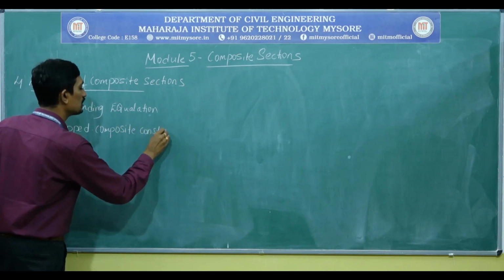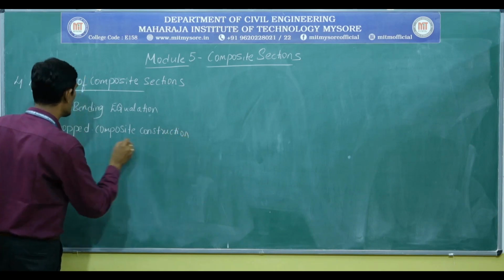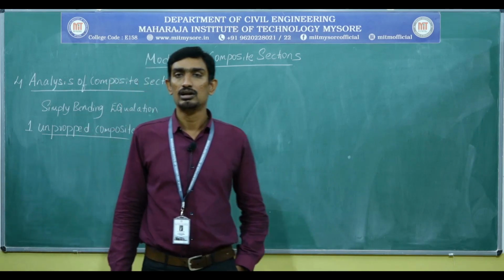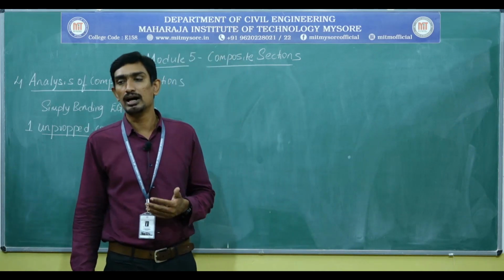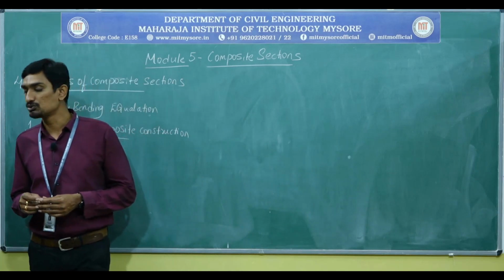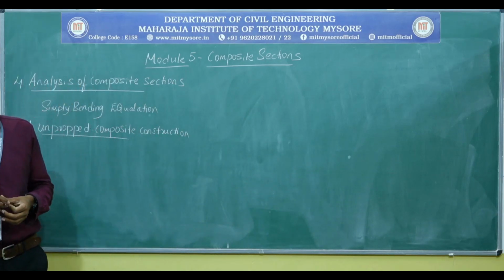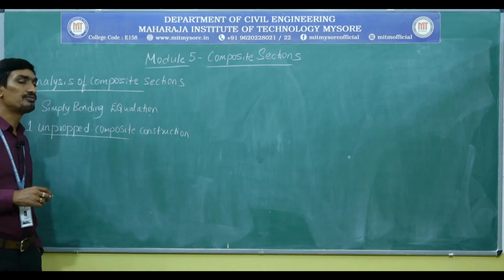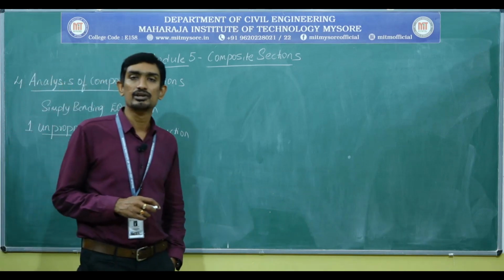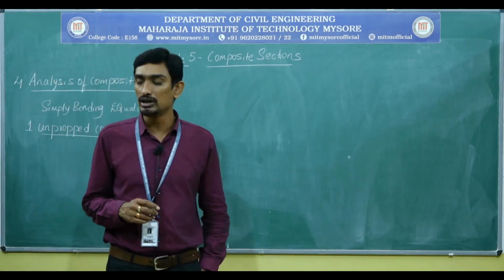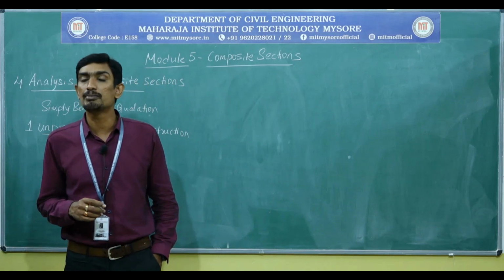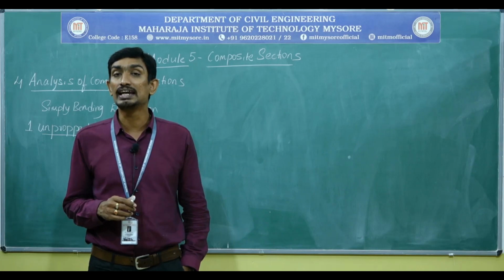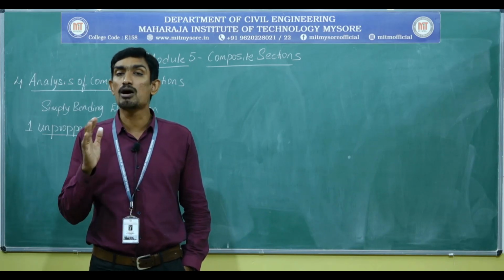So when I am going with unpropped composite construction, that is unpropped composite construction of this precast pre-stressed unit and cast in situ slab, what are the stresses that will be encountered? First, you should know the meaning of unpropped. Unpropped means the precast pre-stressed unit will not be propped or supported while placing the cast in situ concrete slab. So that is called unpropped construction.